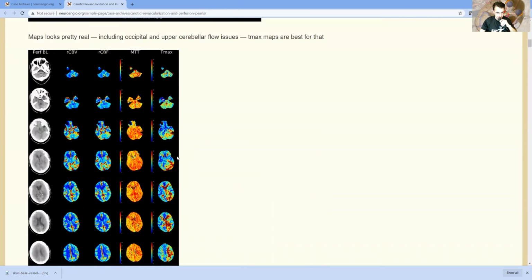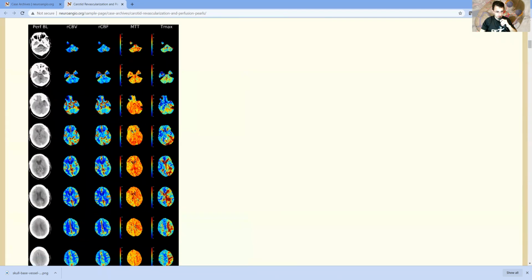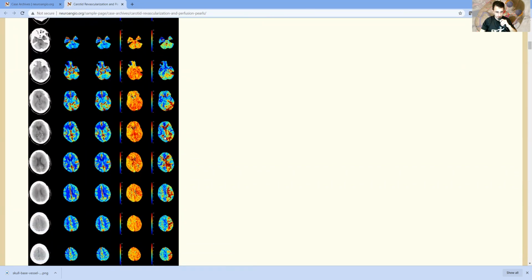Let's look at these maps. So looking at the maps helps. The maps seem to be kind of bearing this out. Right, there's not a lot of motion going on.